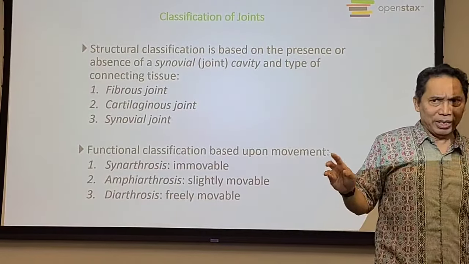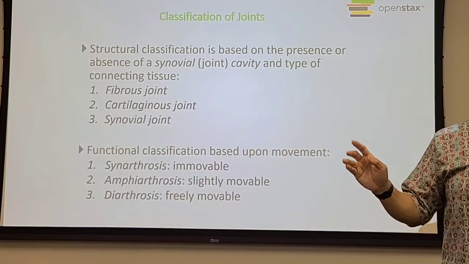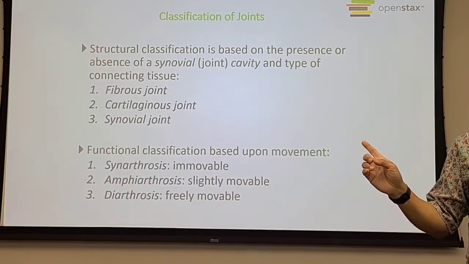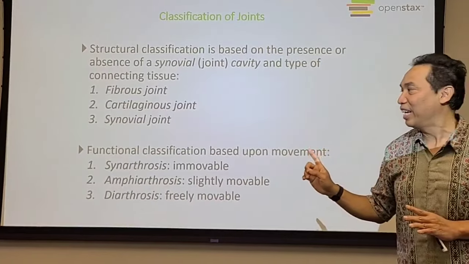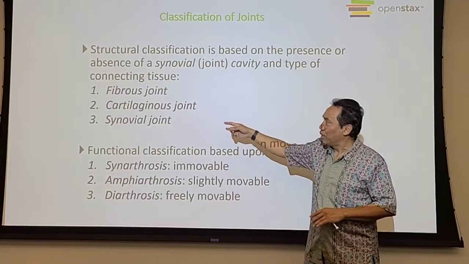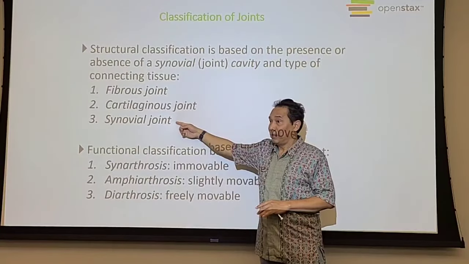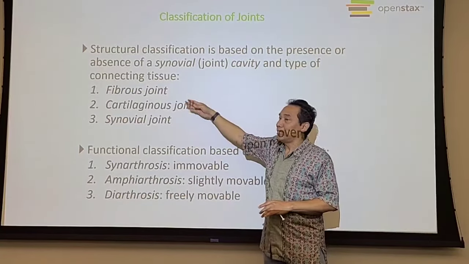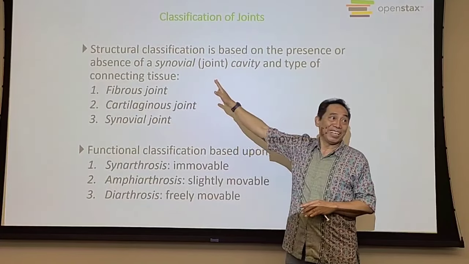Again, this is usually the type of joint that everybody knows. All people believe that joints are the ones that are movable. They are actually only talking about synovial joints, which are diarthrosis. They do not really understand the other types of joints.